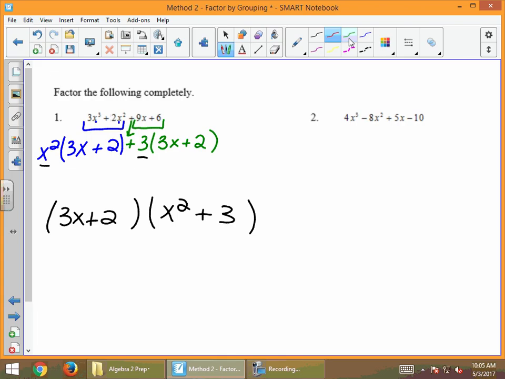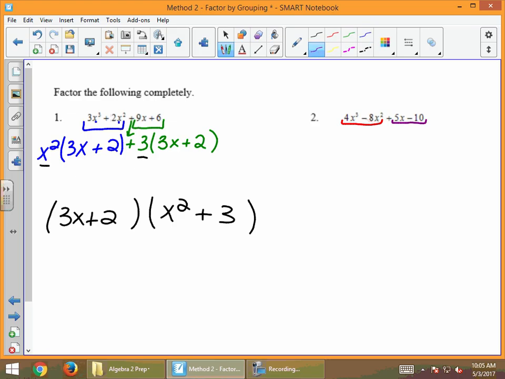We should always check to see if a GCF goes into all of them first. Sometimes it does, not very often. Is there a number that goes into 4, 8, 5, and 10? No, there's not. So this is where we are going to group it, 2 by 2. Group there. Group here. Group those two guys.